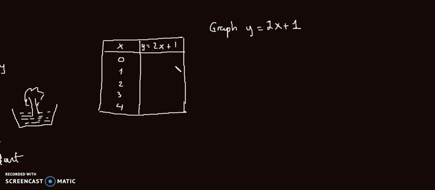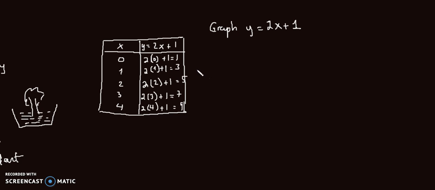But for the purpose of illustration, I'm going to write that here. So for example, for x here, you just input the value of x. Then you have 2 times 0 plus 1 equal to 1. 2 times 1 plus 1 equal to 3. 2 times 2 plus 1 equal to 5. 2 times 3 plus 1 equal to 7. And then 2 times 4 plus 1 equal to 9. Okay, and then you just graph this.